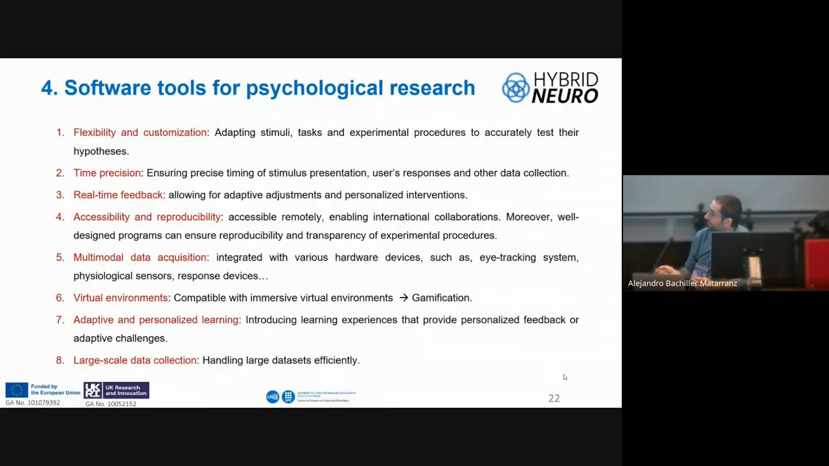Also, the compatibility with virtual environments. This is very important, and it is related to the gamification of different tasks. If the software allows adaptation or personalized learning, the open source solutions are more suitable for this kind of task, because with private software this adaptation is not allowed. And then, whether it can manage large collections of data, all of the software can assume this key point.